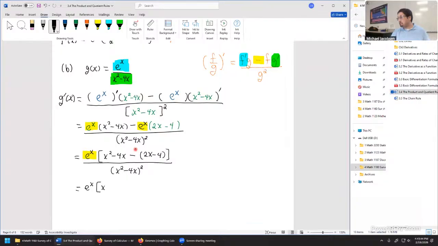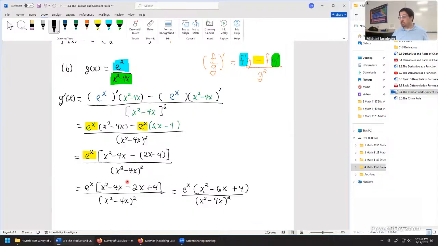So I have e to the x times x squared minus 4x, minus 2x plus 4, all over x squared minus 4x squared. And last step is just to combine the -4x, -2x. So the end result for g prime of x on this one is we've got an e to the x times x squared minus 6x plus 4 divided by x squared minus 4x to the power 2.